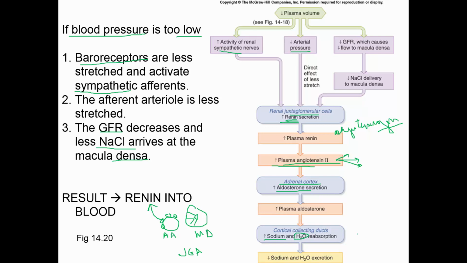That increases your plasma volume. So you're going to increase your vascular resistance and increase your preload. That's going to regulate your blood pressure.